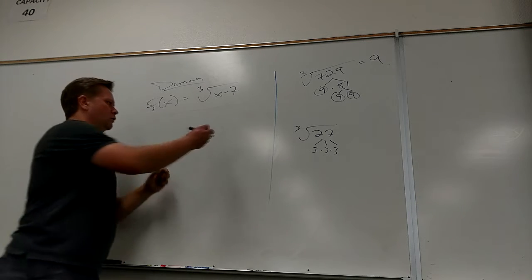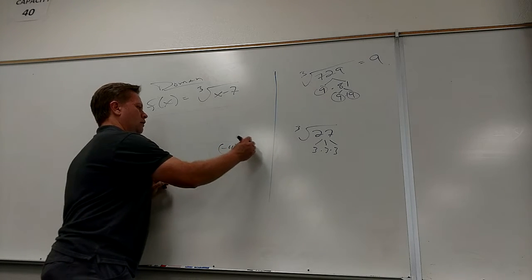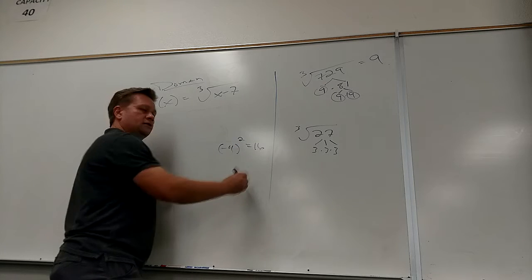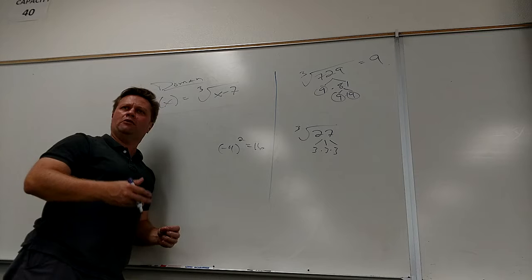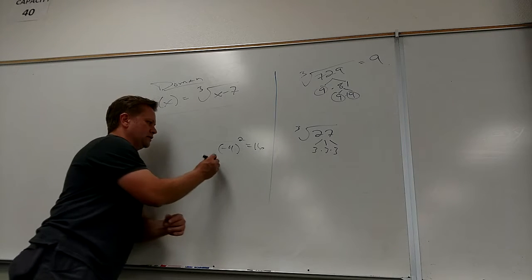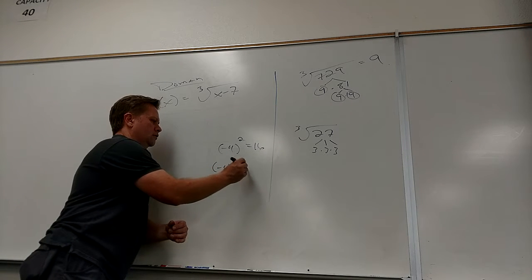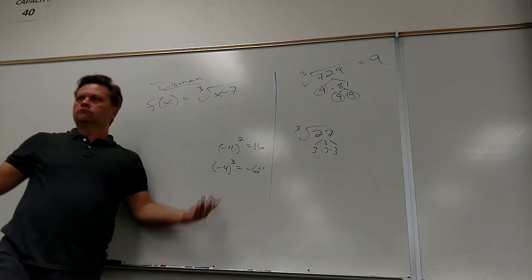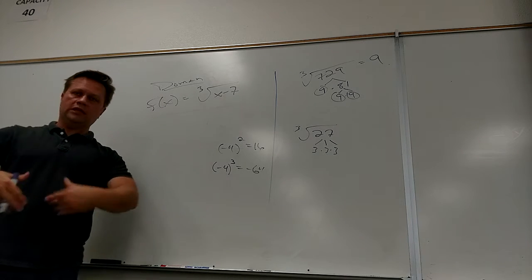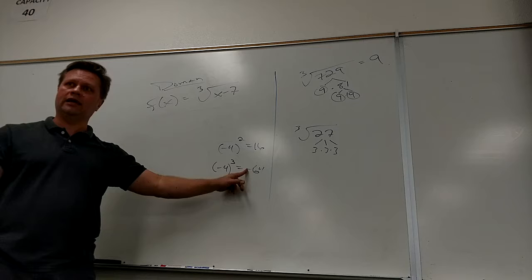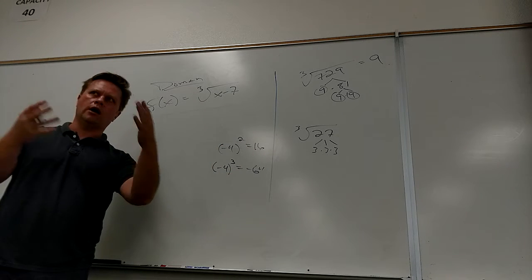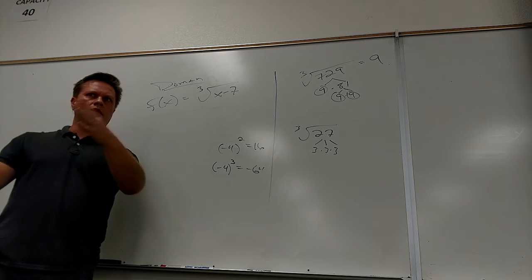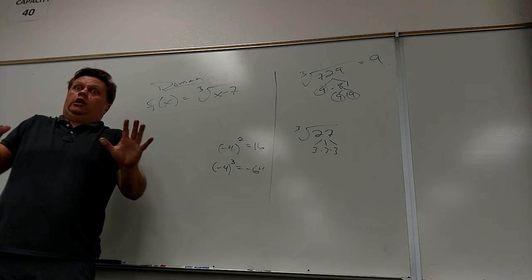Why does it work? Well, what's negative 4 squared? 16. See, it always makes it positive. So you can't do the square root of a negative number without getting really freaky. But what's negative 4 cubed? Negative 64. So a cube keeps negative. So a cube root can handle negatives because that's a possible output for a cube. That's why odd roots can handle negatives. Even roots are really uptight.